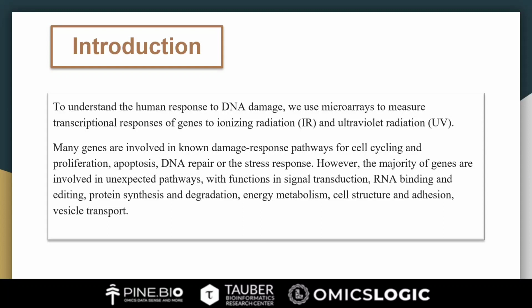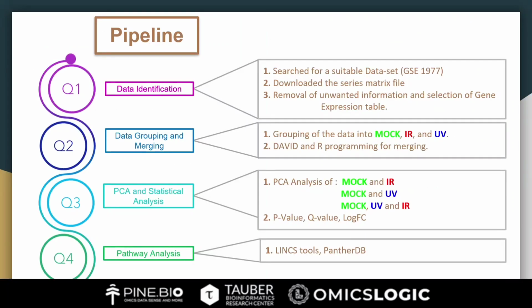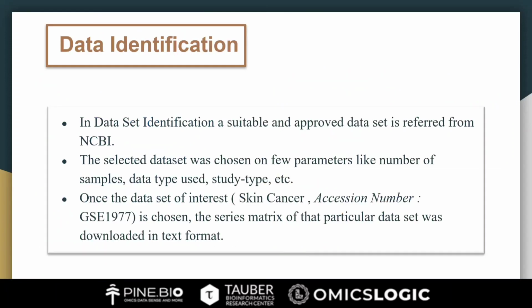In the dataset of our interest, microarray experiments were conducted on 10,000 genes from 15 healthy individuals with no history of carcinoma. These cell lines were exposed to radiations and data was recorded. This was a brief about the experiment that was conducted. Let's move to the pipeline we followed for our analysis. This slide gives us a gist about the followed workflow. Upcoming slides will discuss briefly about these steps, and finally we will move to the pictorial view of the research.